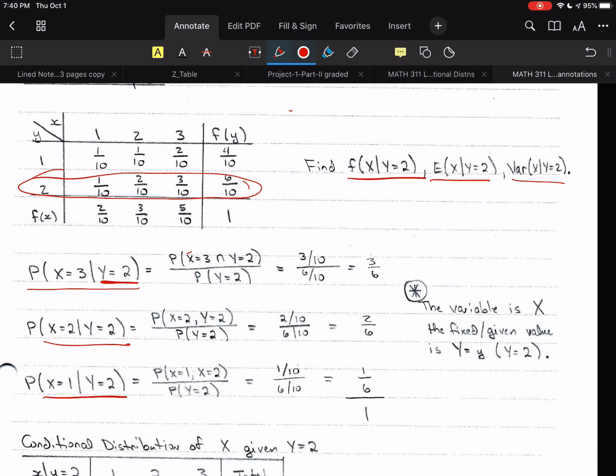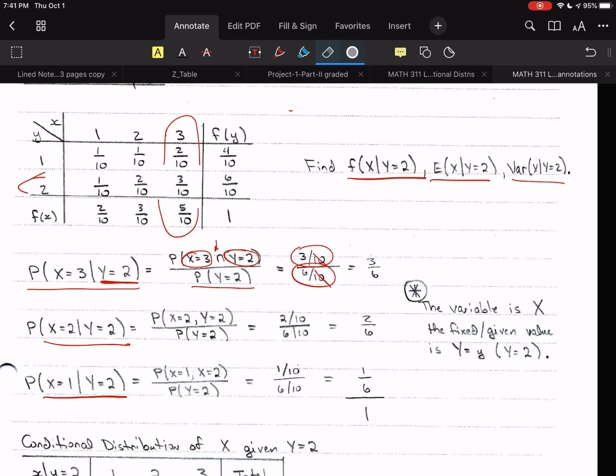That's going to be the probability that x is 3 and y is 2, over the probability y is 2. So when I looked at the probability that x is 3 and y is 2, it's 3/10. And then the probability that y is 2 is 6/10. And so I divide them, the tenths cancel, I get 3/6. I'm going to leave it that way. Now I do the same thing for the probability that x is equal to 2 given that y is equal to 2, and the probability of y equals 2 is going to stay at 6. So now I have 2 over 6, so that's my answer.